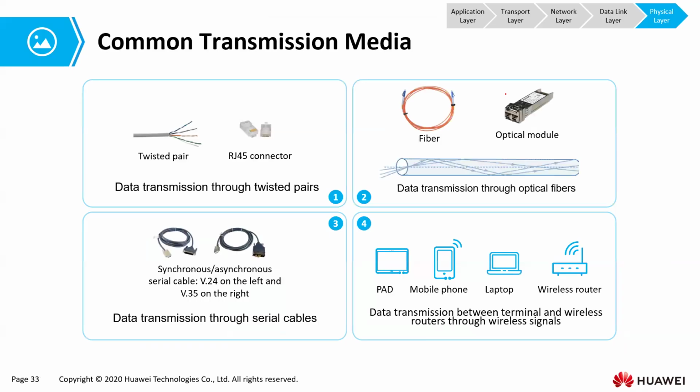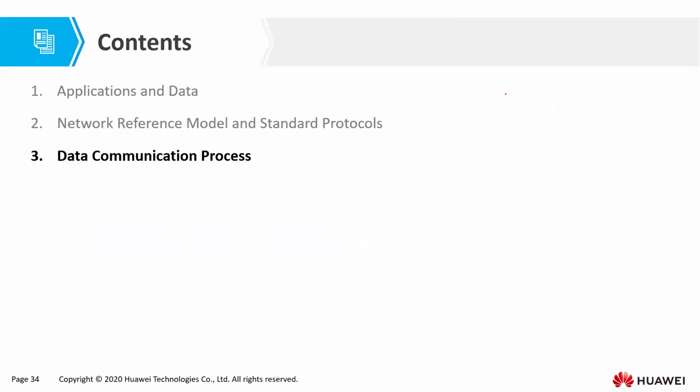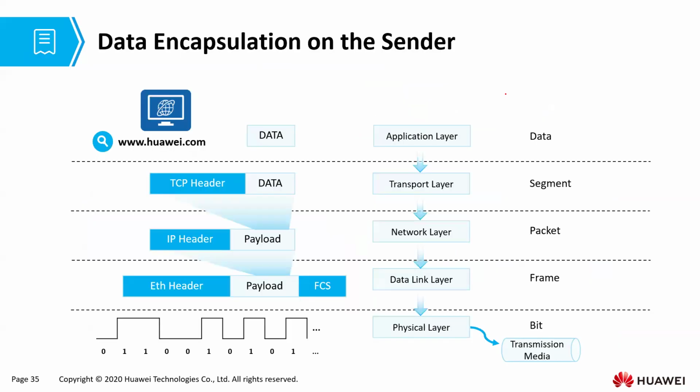Common transmission media: fiber, twisted pair, UTP, STP, coaxial cable, serial cables. Connectors: RJ45, LC, SC, fiber. That's basically the physical layer. I think everyone, because you're doing telecommunications, you're doing networking, we don't have to go deep into the type of media that we use. Then encapsulation, de-encapsulation. Encapsulation, adding headers.